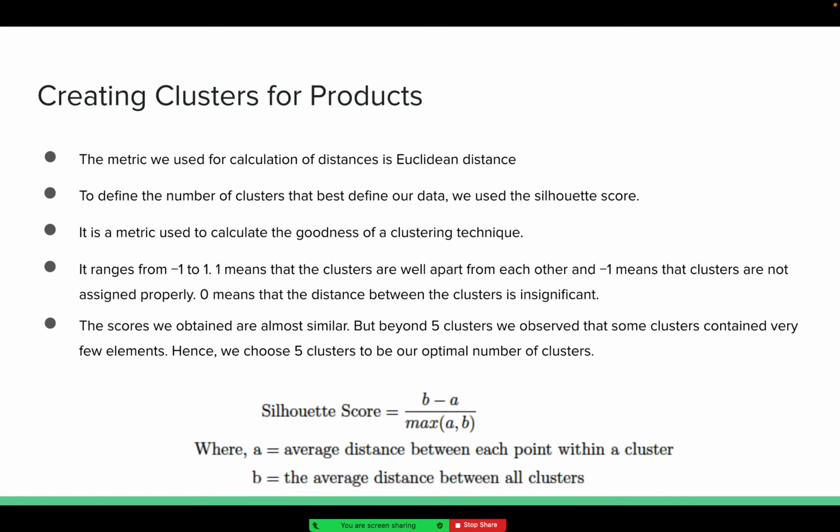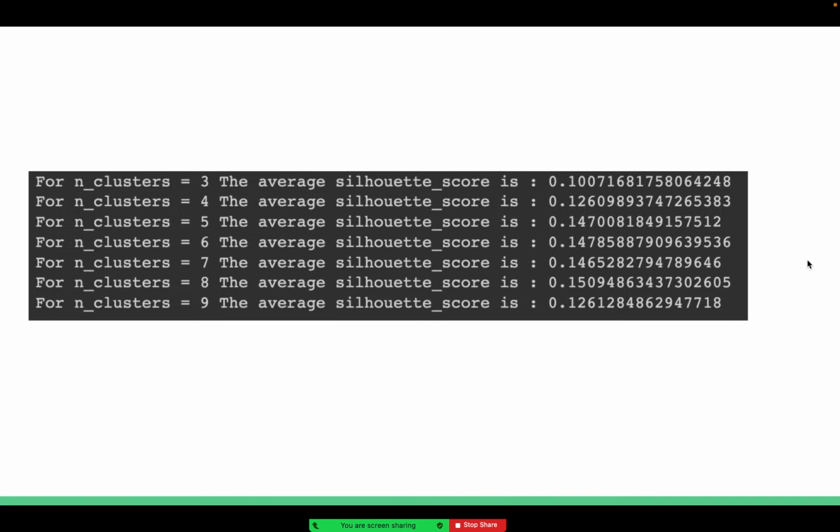So below you can see what the formula for the silhouette score is. Basically, it's B minus A over the max of A and B, where A equals the average distance between each point within a cluster, and B is the average distance between all of the clusters. So as you can see, after looking at the clusters, we ended up choosing 5 clusters because after 5 clusters, basically the number of elements in each cluster became very small. So 5 seemed like the best one to proceed with.